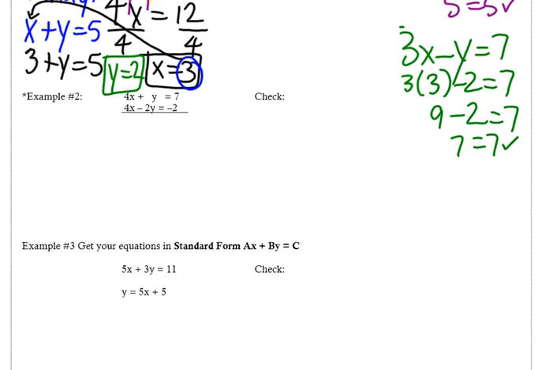So we have example number 2, and in example number 2, both equations are in standard form, and they're both lined up. My x's are lined up with one another, my y's are lined up. But if I look at my x's and I add them together, I will wind up with 8x, and that doesn't eliminate the x. So let's look at the y's.